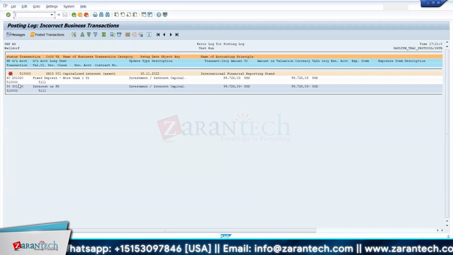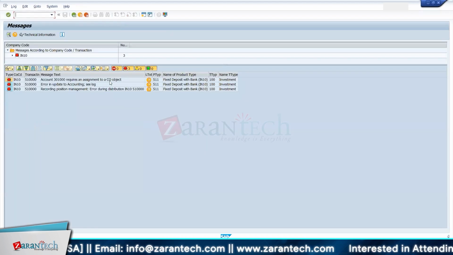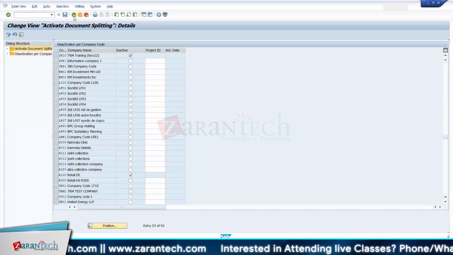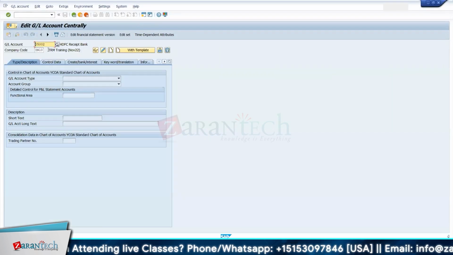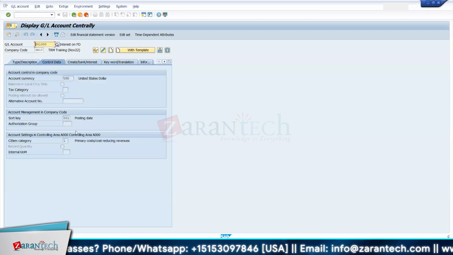So here you can see we have interest, and interest is my P&L account. That's why the system will ask for the CO object. Now what I'm going to do here is one small master data maintenance. First, we will see what my CO controlling area is, because here I don't know the controlling area as well. So let me see when I created this GL account. 8000. Okay.